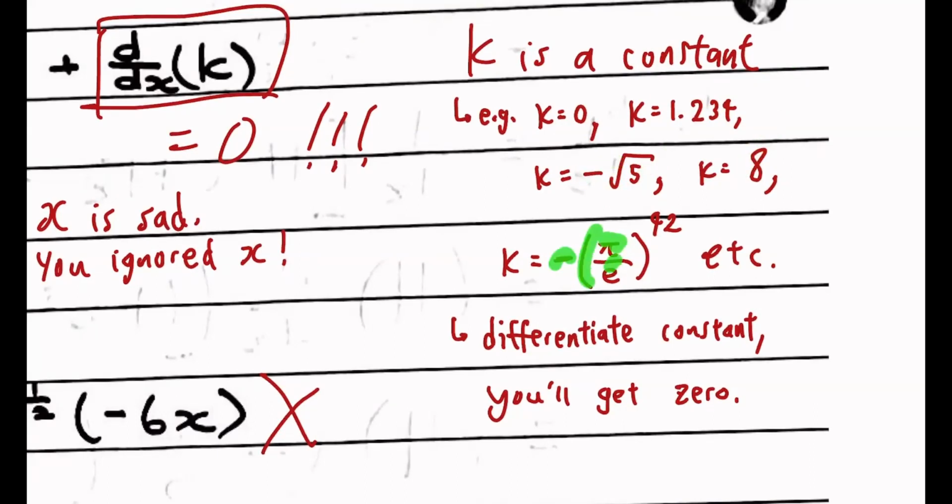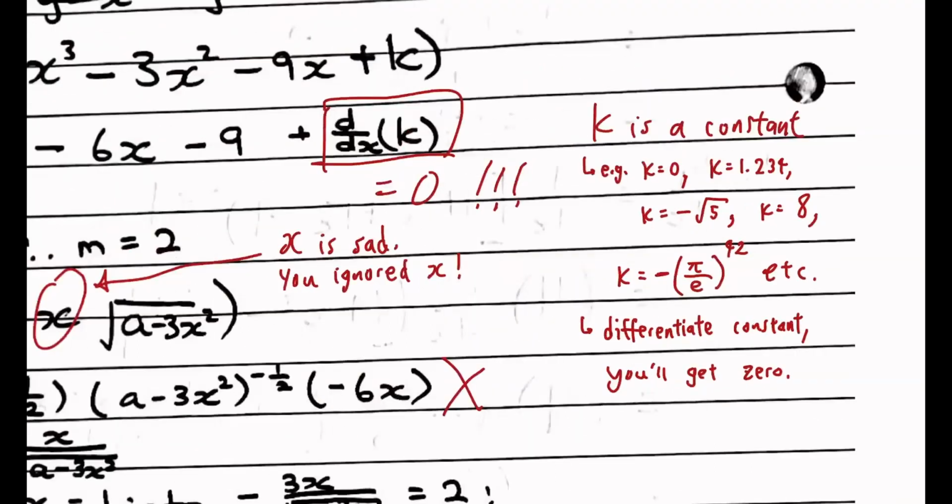Negative of pi over e to the power of 42, also a constant, right? Pi is just some number, e is just a number. Divide, you just get another number. Raised to the power of 42, still another number. You times negative, still a number. What happens when you differentiate a number? 0, exactly. You just get 0, right?